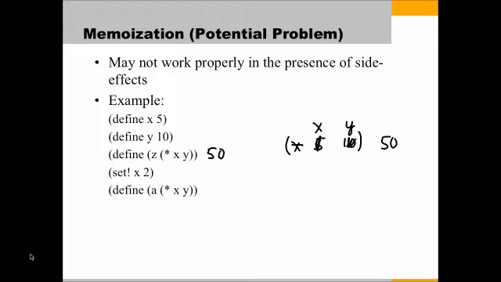And therefore, this set! is going to mess us up, because when we come down here, we will simply say, oh, this matches this in the lookup table, and we'll set a to be 50, which, as you can see, is not correct because x is changed to 2, and therefore the actual result should be 20. So memoization depends critically on there being no side effects. Fortunately, functional languages discourage you from creating side effects, and therefore memoization works well in a functional language environment.